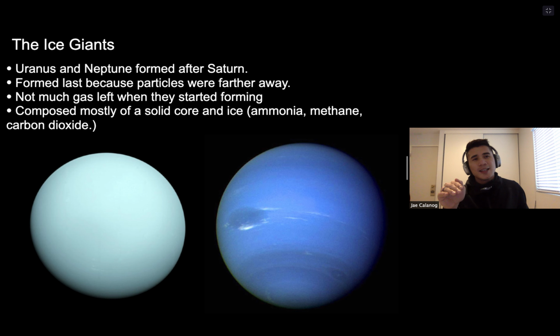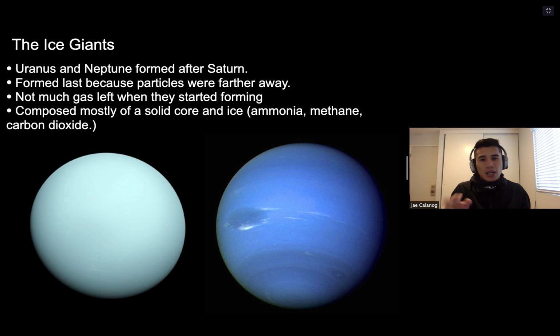And they form last because they're located in the outskirts of the solar system, which means, again, there's less gas there. Also, because particles are further away from each other, it's going to take a whole lot longer for them to form, okay? And so instead of being composed mostly of gas, they're actually composed mostly of ice, because now they're in the region where you have a lot of these hydrogen compounds being able to condense.